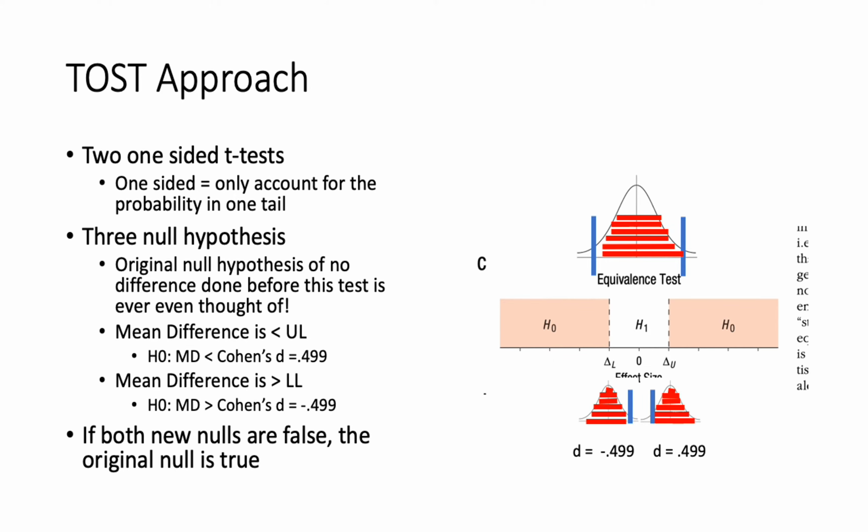Now, there are three null hypotheses that we're interested in. And I think you'll start to see why you would need so many observations to find equivalence. Let's start with the null hypothesis we know. That one's at the top.